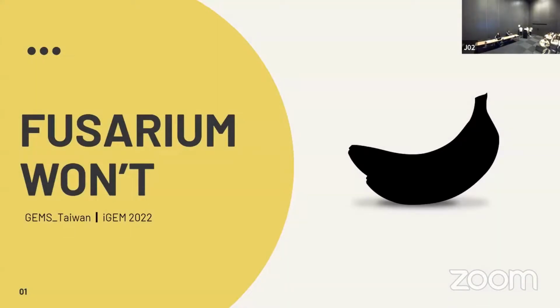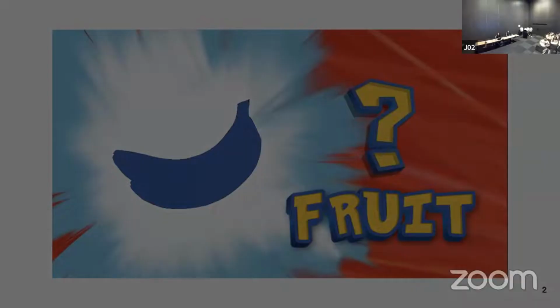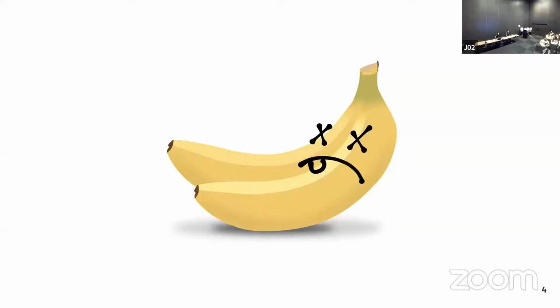Okay. Hello, judges, and thank you for taking the time to evaluate our project this year. We're team GEMS Taiwan, and for our project, Fusarium World, we focus on the world's most famous yellow crescent-shaped fruit, the banana, which is currently being threatened by a fungus named Fusarium oxysporum f. sp. cubense tropical race 4, which is kind of long, so we'll simplify it down to FOC.